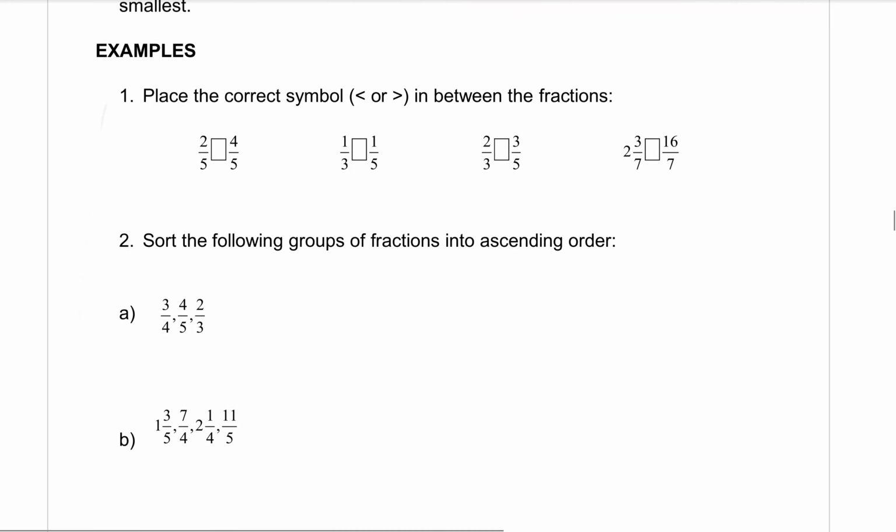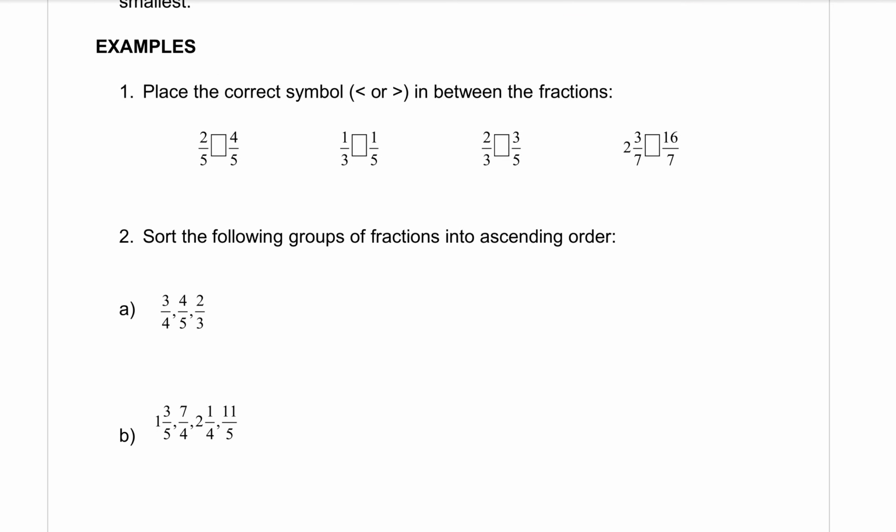Okay, so here are our examples for today. We want to place the correct symbol, less than or greater than, between the fractions. So in the first example here, we have the denominators the same. Okay, they're both 5s. When that happens, we're looking for the one with the smallest numerator because that will be the smallest fraction. So 2/5 is smaller than 4/5. That means we need a less than sign to go in here. The arrow always points to the smaller number for these symbols.